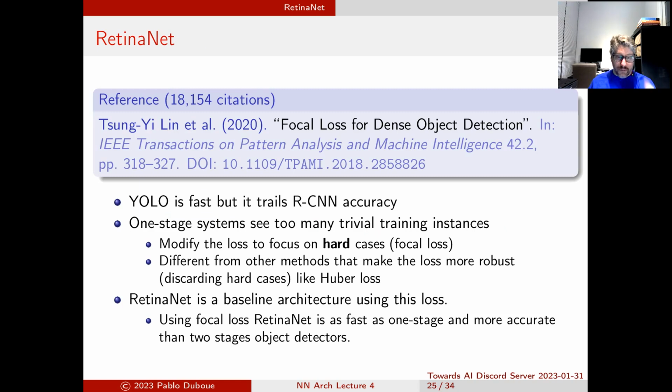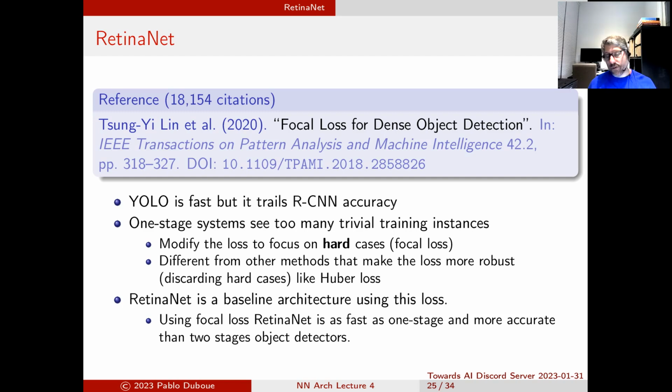Alright, so YOLO is fast, but it trails the FCNs in accuracy significantly, like 10 to 40% less. The problem with one-stage systems is that they see too many trivial instances, yes? And outside neural network architectures, Lin and colleagues propose focal loss, a different type of loss that basically starts ignoring training instances that are too easy, and therefore focuses the loss on hard cases, and they call that focal loss.